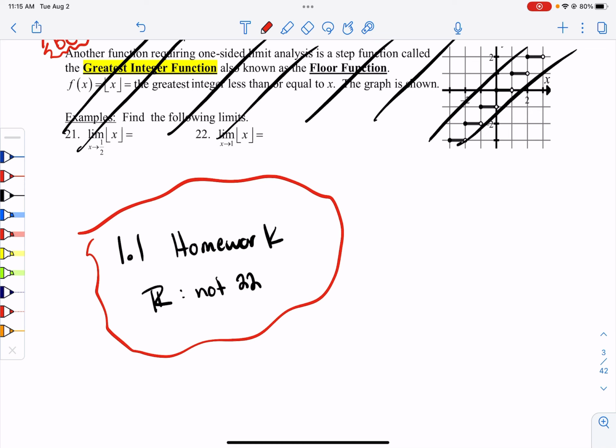So do all of the problems except for number 22. As the year goes on, we'll kind of reevaluate homeworks. This is the first year I've used this textbook, so we'll kind of find a balance of how many of these problems is a reasonable thing to ask for you to do while you're at home. So good luck.